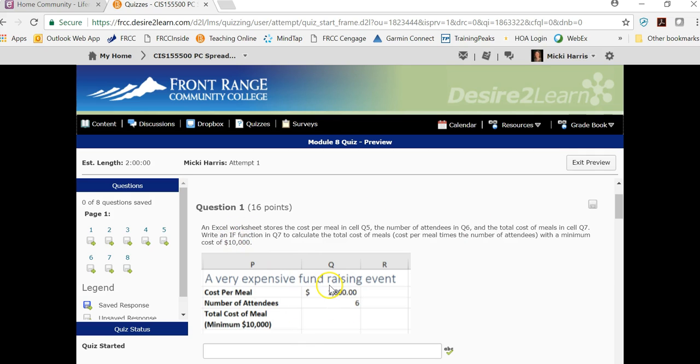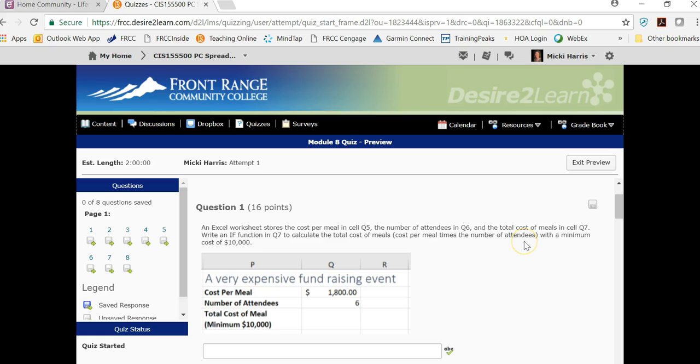So this worksheet stores the cost of a meal, which is $1,800. Let's say this is a fundraiser, perhaps. This is something probably that I would never attend, but it's a fundraiser where you're spending $1,800 on a meal, and then we have the number of attendees. The minimum cost of a meal is $10,000.